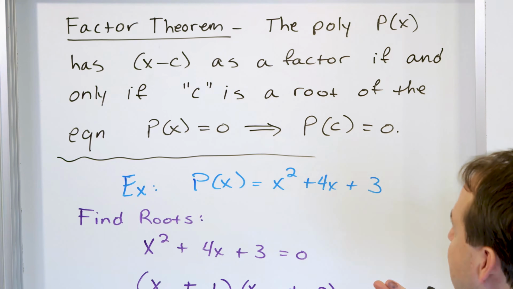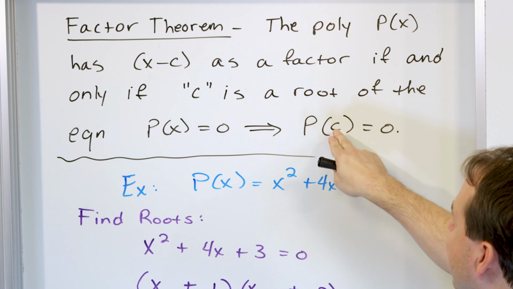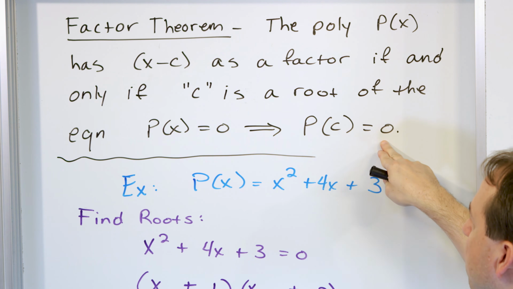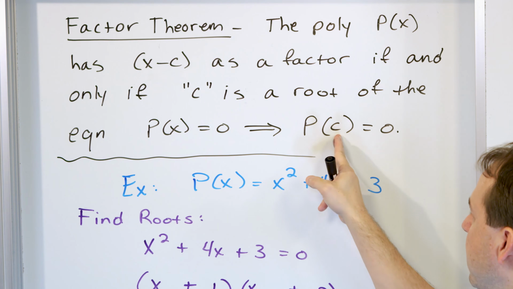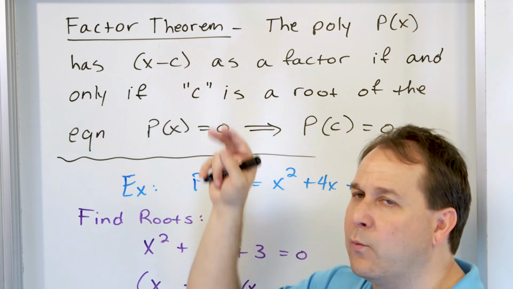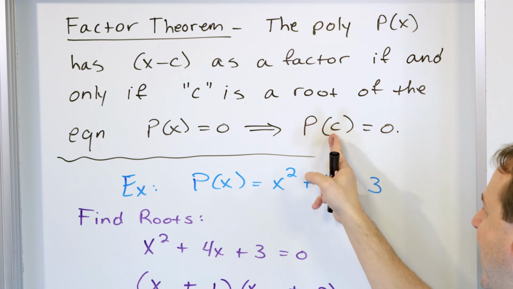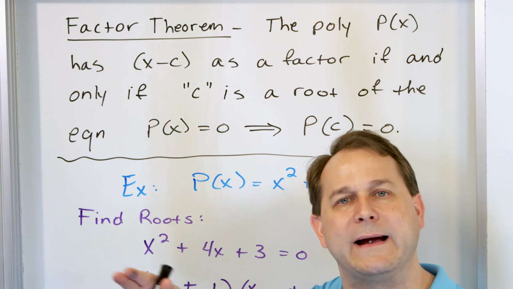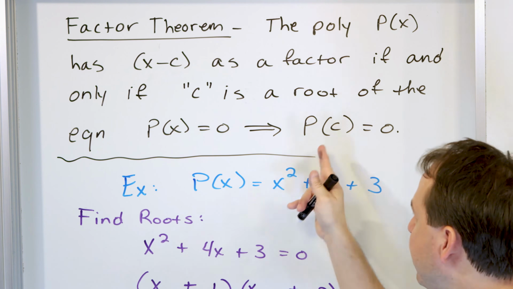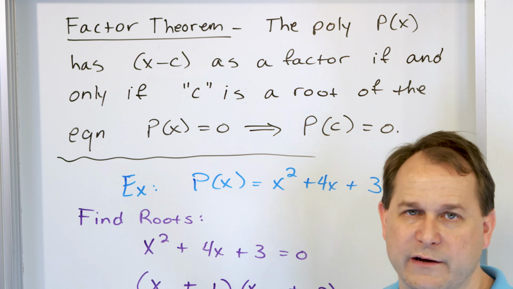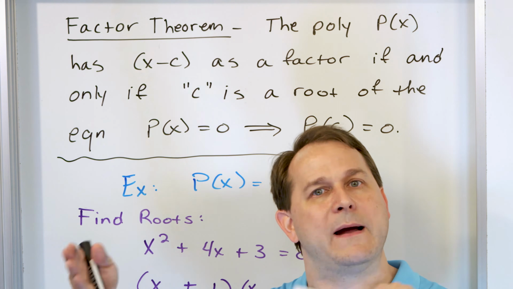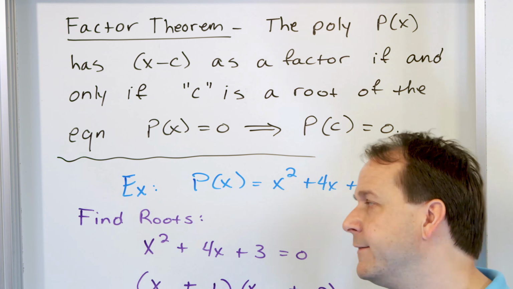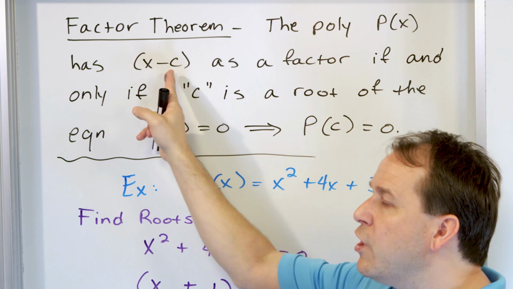So what it's basically saying is if you know the roots, the values that make this polynomial go to 0, then you automatically know the factors, right? If you know that 1 makes this thing go to 0, then x minus 1 is a factor. If you know that 5 makes this thing go to 0, then x minus 5 is a factor. If you know that negative 1 makes this thing go to 0, then x plus 1 is a factor, right? Because x minus a minus 1, it's got to be x plus 1 in that case. So if you know the roots, you know the factors.